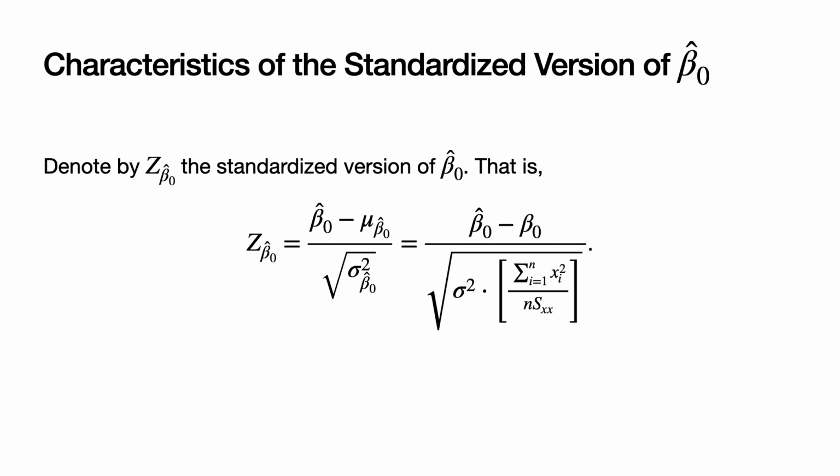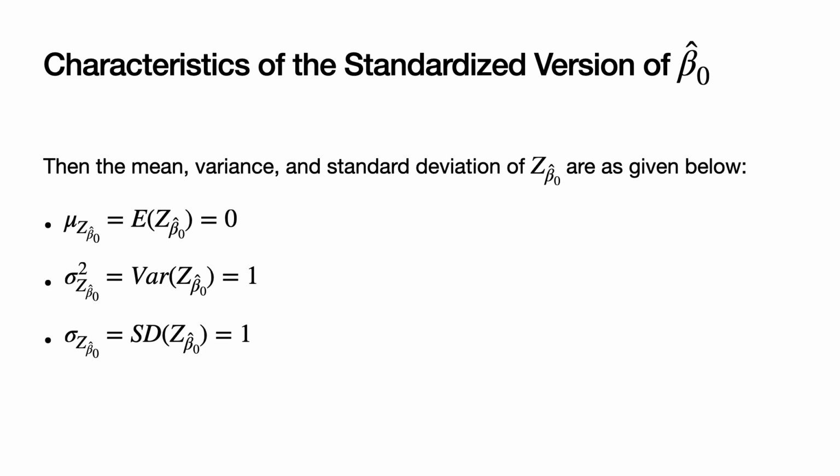And we're going to denote the standardized version of beta 0 hat by capital Z sub beta 0 hat. And so once we've done that, the mean of the standardized version of beta 0 hat is equal to 0. And the variance and standard deviation of the sampling distribution of the standardized version of beta 0 hat are equal to 1.